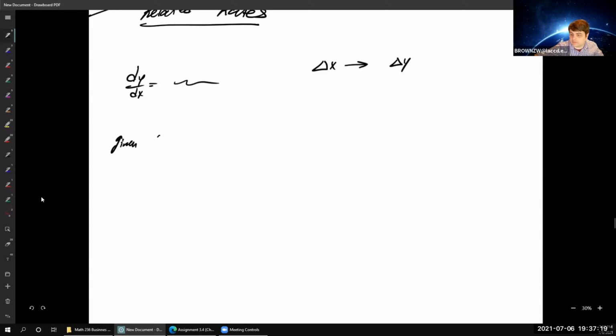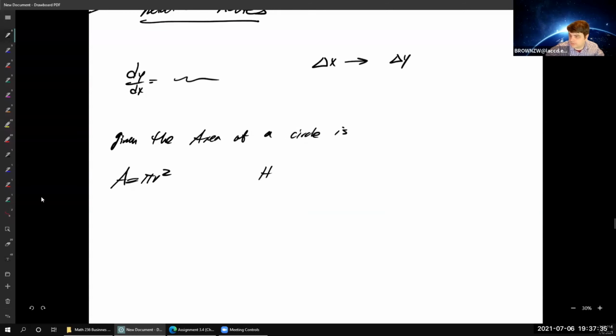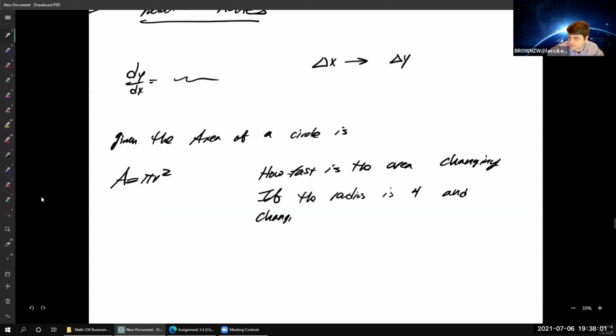Given the area of a circle is pi r squared, how fast is the area changing if the radius is 4 inches and it's changing at a rate of 1.5 inches a second?